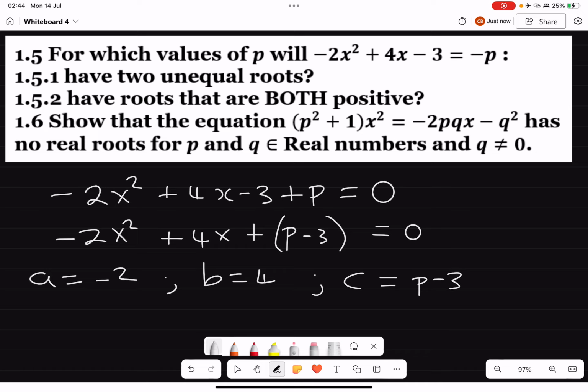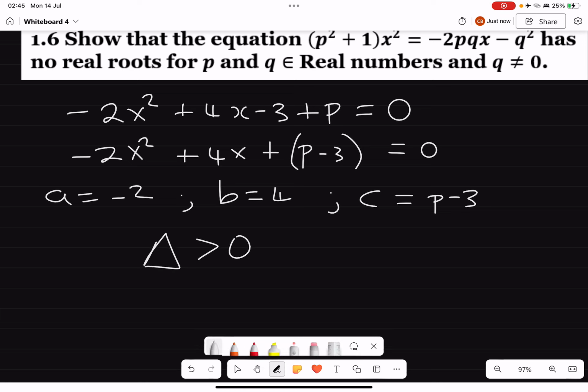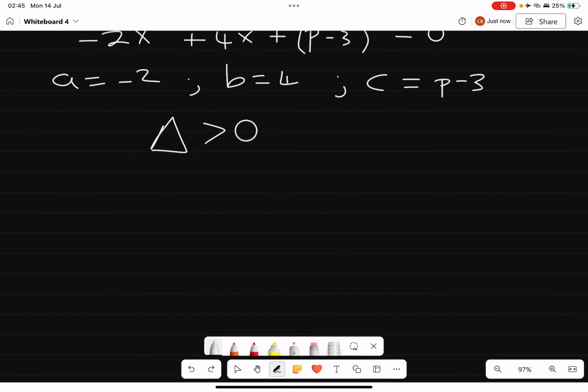Right. So for two unequal roots, we know that the discriminant must be bigger than 0. Because if I say bigger than or equal to 0, it means I'm allowing for equal roots too. But here they say two unequal roots. So the discriminant cannot be 0. Now, let's compute the discriminant.